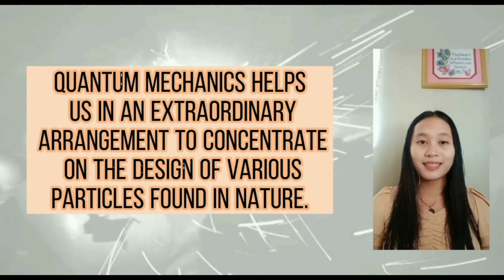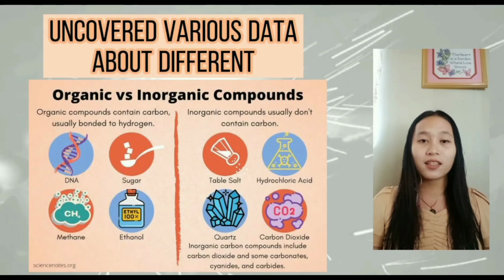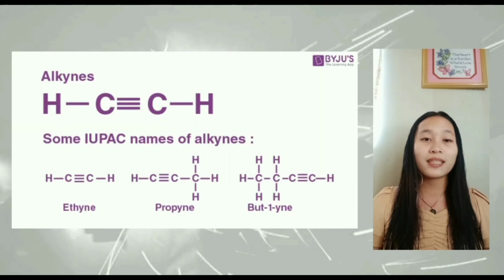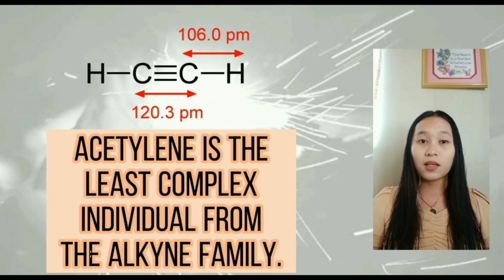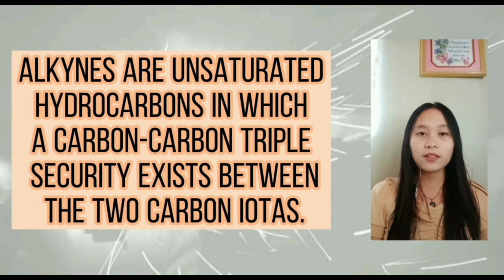Quantum mechanics helps us in an extraordinary way to study the structure of various particles found in nature. The idea of chemical bonding and its blend with quantum mechanics has uncovered various data about different organic and inorganic compounds that are fundamental to life. This article deals with the structure of an extraordinary class of organic compounds known as alkynes. Acetylene is the simplest member of the alkyne family. Alkynes are unsaturated hydrocarbons in which a carbon-carbon triple bond exists between two carbon atoms.